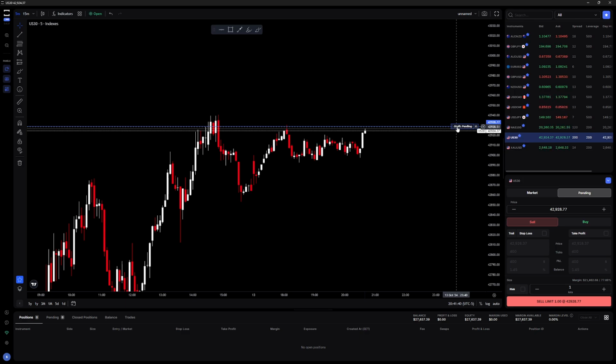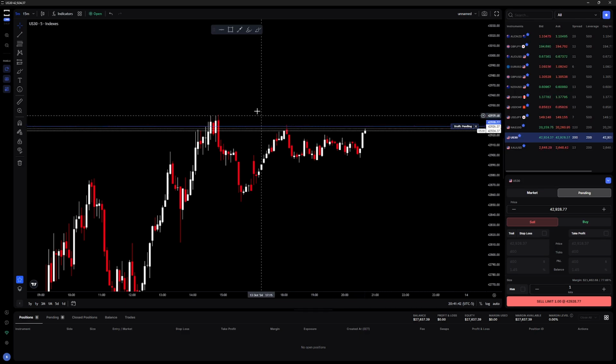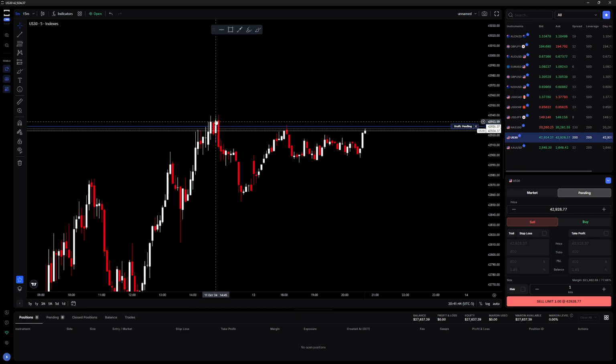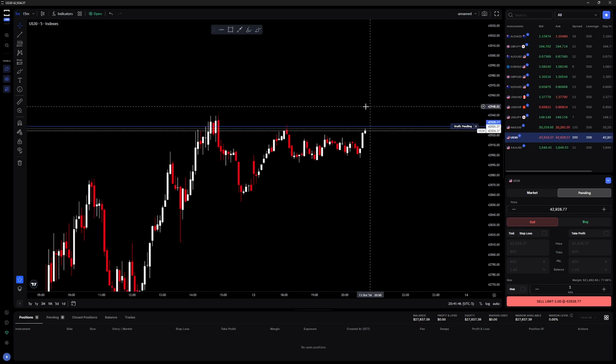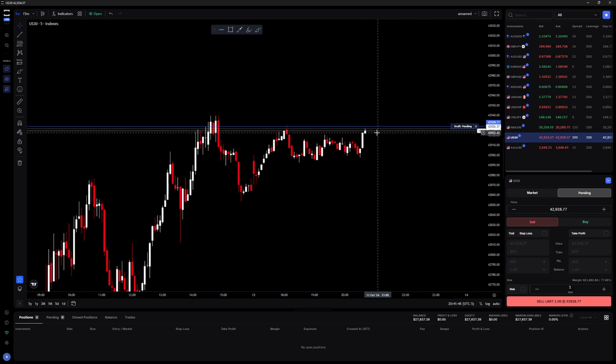Nonetheless, buying over this resistance could be a nice trade setup because you're looking for it to break this resistance and keep pushing. Or it could fail. That's always a risk, right?